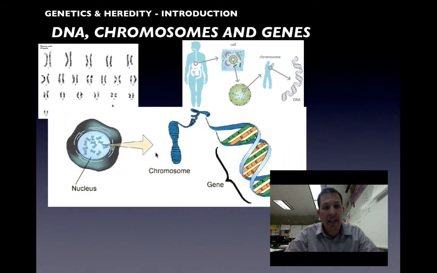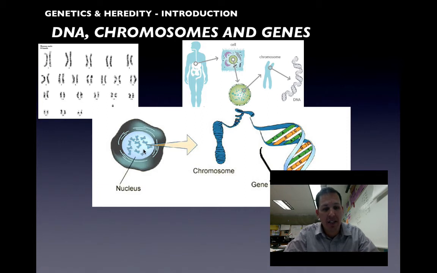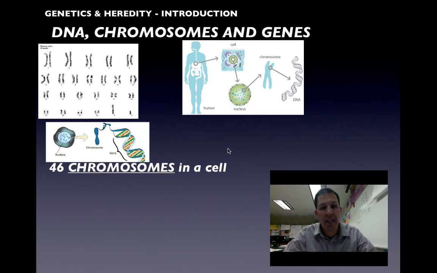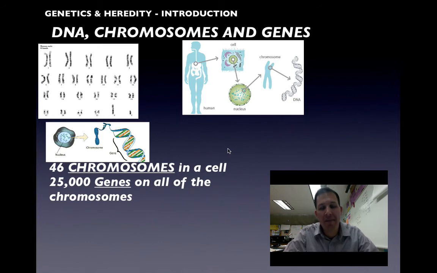And as we look into the nucleus and we look at the chromosomes, and we look deeper and deeper and we see the individual DNA, we see genes. So genes are actually sections of DNA. A chromosome will have many genes on it. 46 chromosomes in a cell, and if you add up all the DNA in those chromosomes, you're going to get over 25,000 genes on all of the chromosomes. So look at all these chromosomes here. These all are made of DNA, and they all have genes. They're divided into little sections called genes.